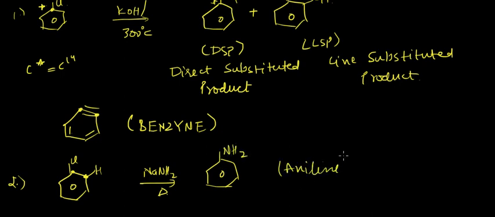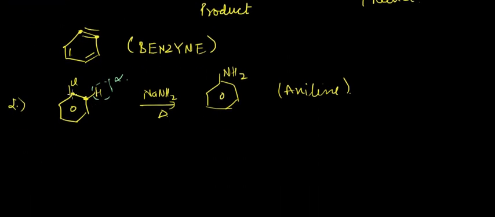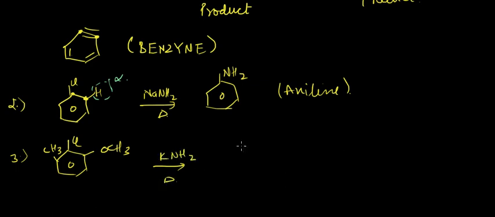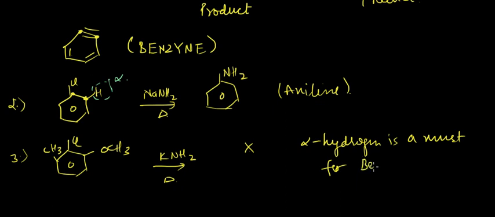Okay, so please remember that for the benzyne mechanism to take place, we must have alpha hydrogen adjacent to the carbon having the leaving group. What actually happens when we have something like this, OCH3 and CH3 at adjacent carbons, and we are again heating it in the presence of NH2? No reaction happens. So alpha hydrogen is a must for the benzyne mechanism.